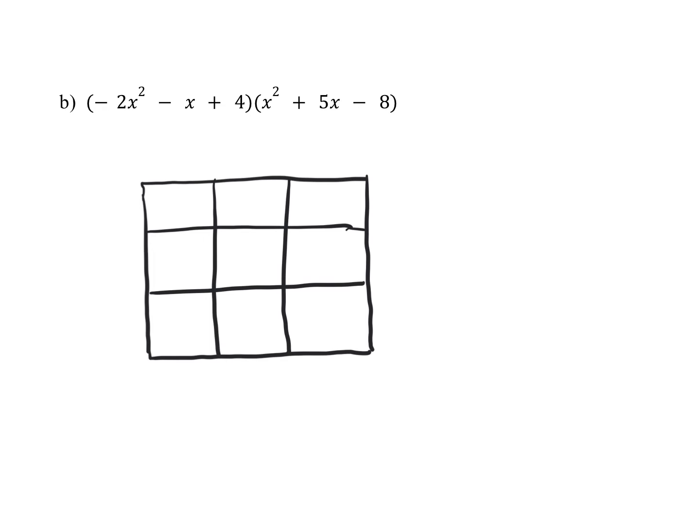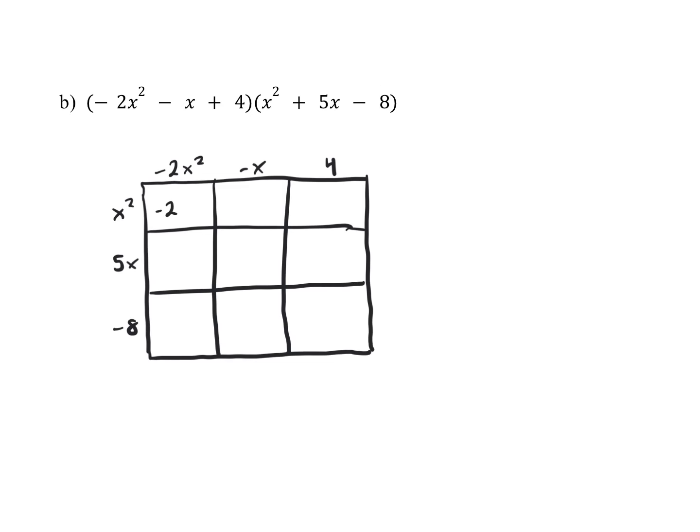And I'm going to list one of my polynomials along the top, separating the terms. And I'm going to list another polynomial along the sides, also separating those terms, but keeping the negatives where they belong. And then in each individual box, I'm simply going to multiply the two intersecting terms.